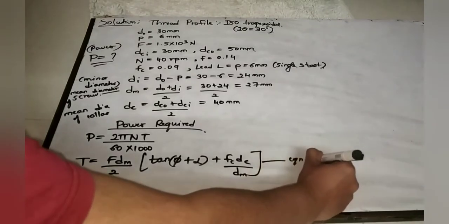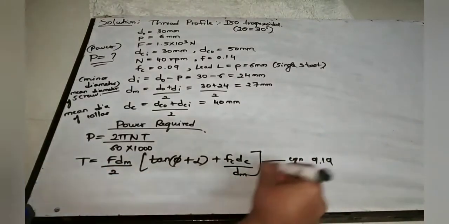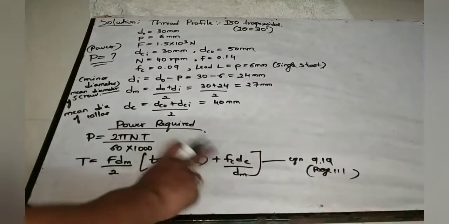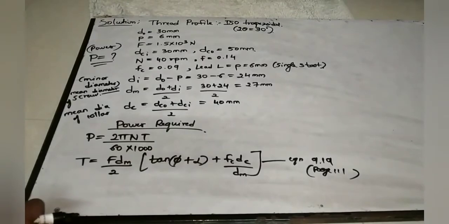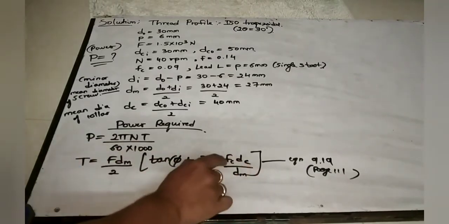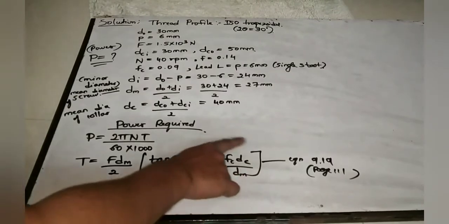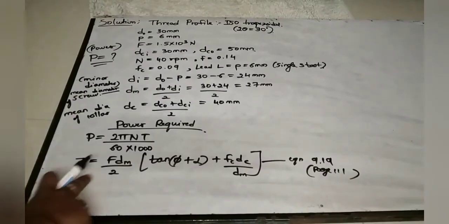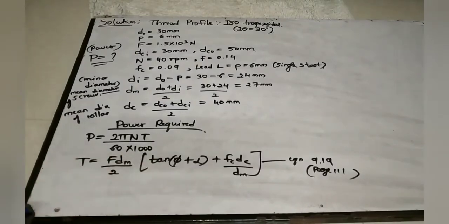Equation 9.19, page number 1111. So this equation we have derived. Torque required to raise the load or lift the load, including collar friction, means this term will come, Fc dc by dm. How this will come, that also we have seen. So if you find this torque value, the power can be easily found. So one by one we'll try to find now.